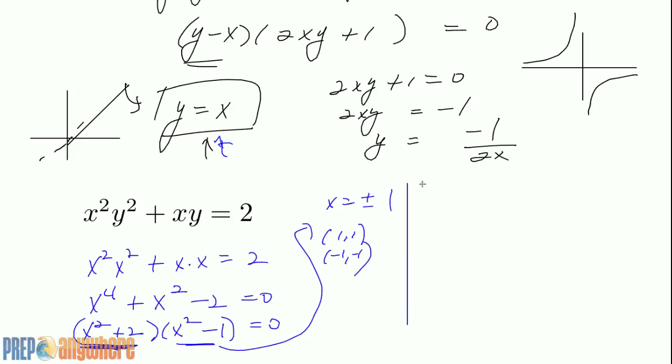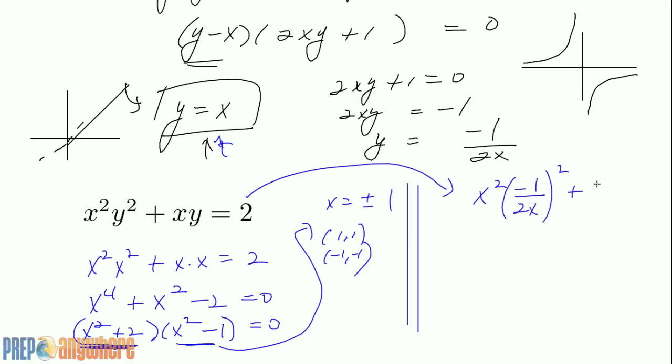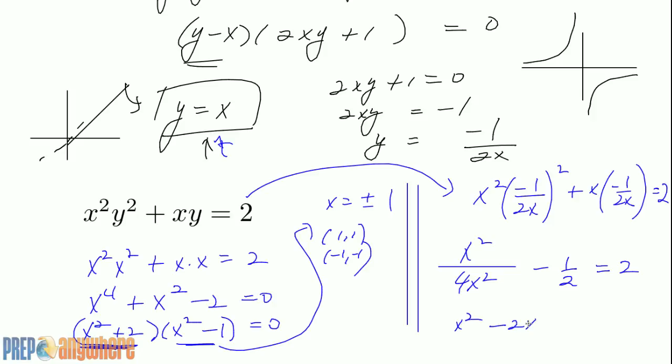Okay, so second part, let's replace y with this. So you get -1 over 2x, whole thing squared. So you get x squared over 4x squared. Here that'll reduce to -1 over 2. Let's multiply both sides by 4x squared, and we get x squared minus 2x squared.